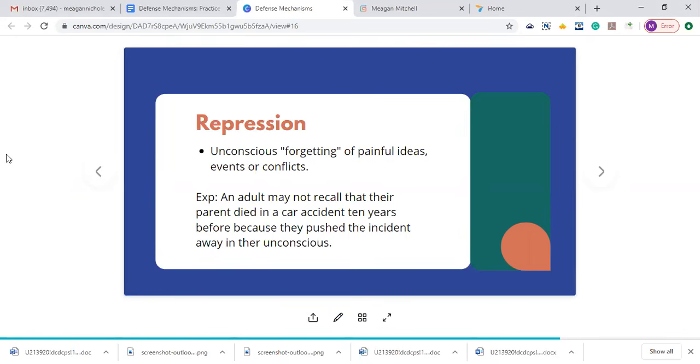An example of this is an adult may not recall that their parent died in a car accident 10 years ago because they have pushed this event so far away in their unconscious. You might see repression a lot with people with a lot of trauma. Veterans often use repression when they're asked about being in combat. They might not be able to recall these events, and that's because unconsciously they've pushed this way, way, way back so that they don't have to constantly have these feelings and thoughts coming up. So that is repression.